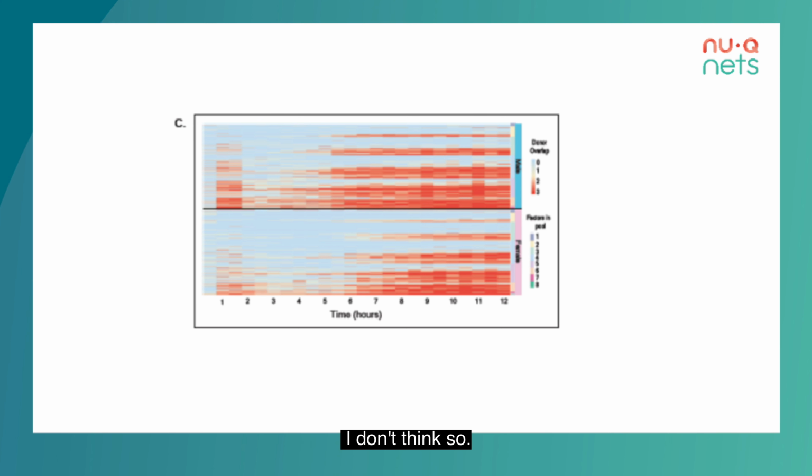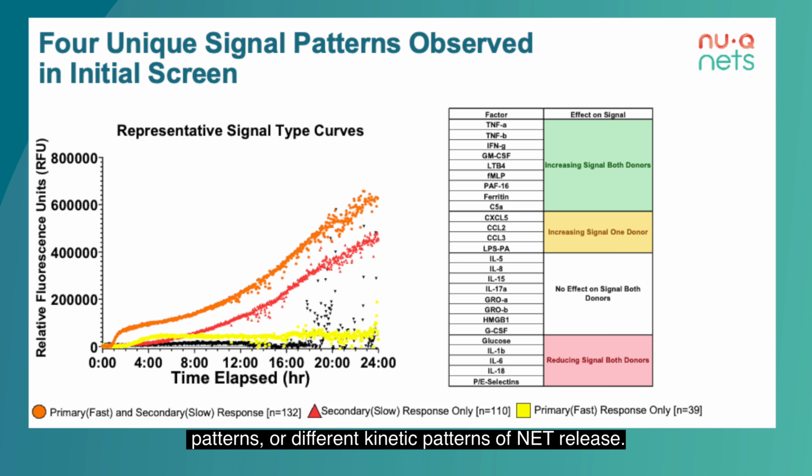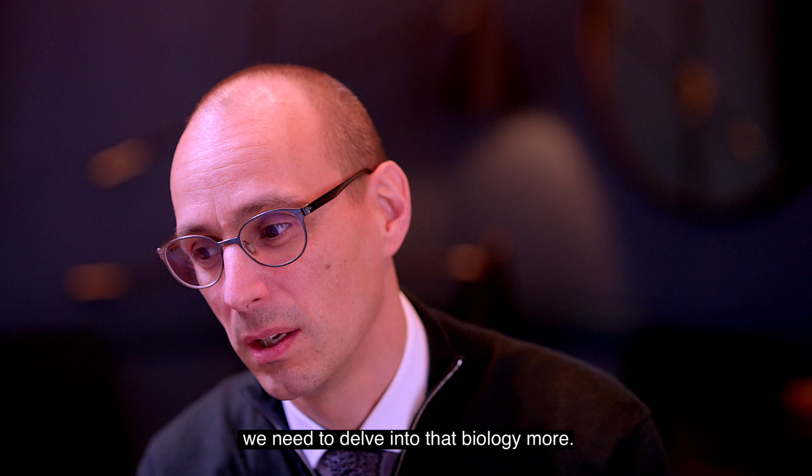This slide here is again picking out the different kinetic patterns of NET release. And it's really picking out what factors had the greatest impact on NET release. So what you can see is tumor necrosis factor alpha, tumor necrosis factor beta, interferon gamma, ferritin and C5a in particular had a really quite marked impact on neutrophil extracellular trap release. It's really interesting because we need to understand and delve into that biology more.